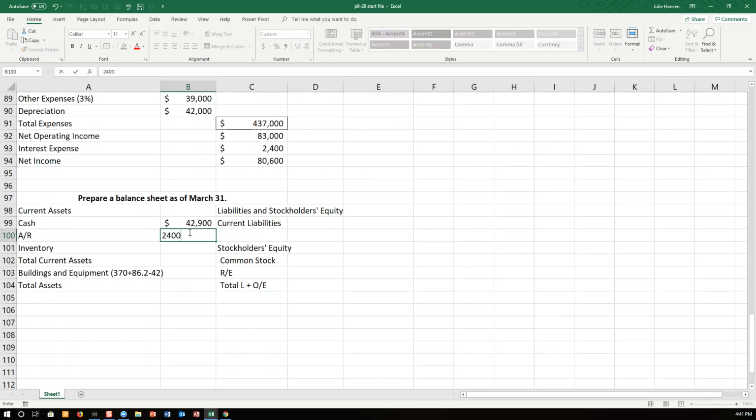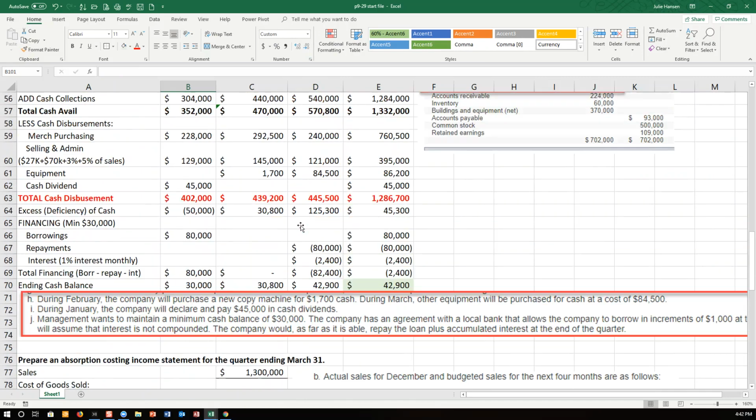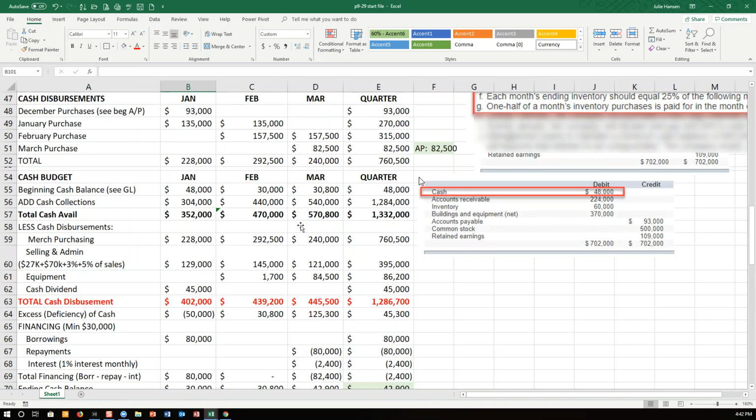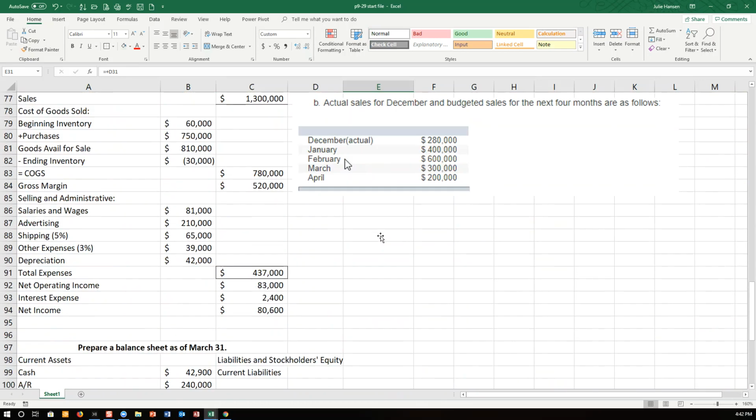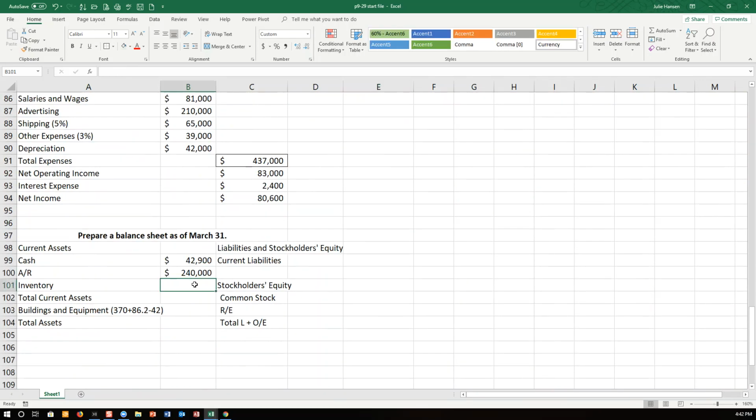Where is our ending inventory? If we look back up over here, our ending inventory is going to be our desired ending inventory right there of $30,000, and then we're just going to add all that together.